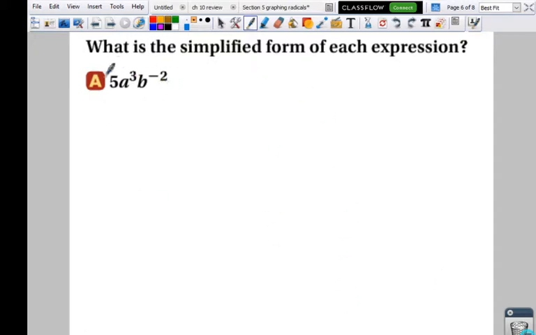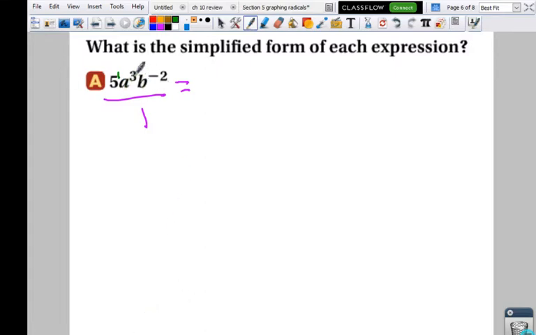Alright, so let's look at this next one. We are going to simplify 5 a to the third b to the negative 2. So only things with negative exponents are going to switch. So before I do any of that though, I'm going to make it a fraction, put it over 1, right? I'm going to go through each piece, and I'm going to look at them all individually. So let's look at the 5. Does 5 have a negative exponent? No. It doesn't have any exponent, and if there's not an exponent, it's automatically a 1, and 1 is positive, so I don't change it.